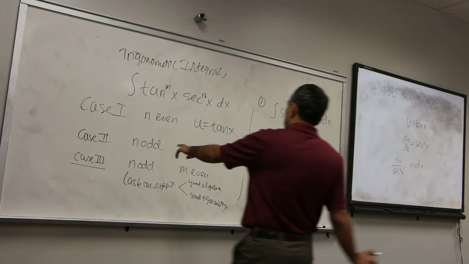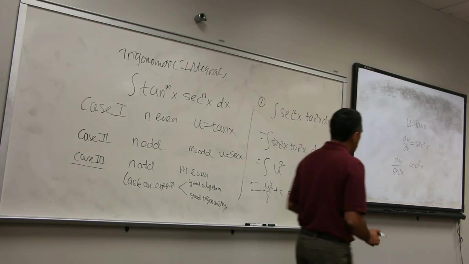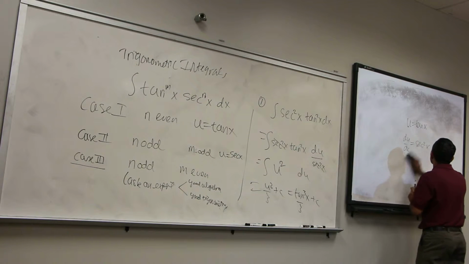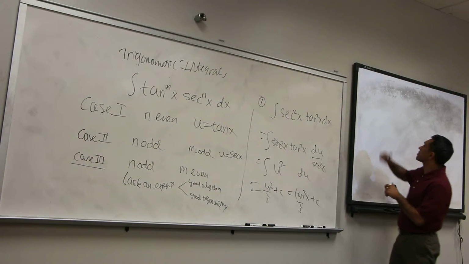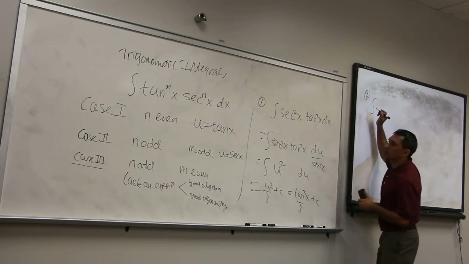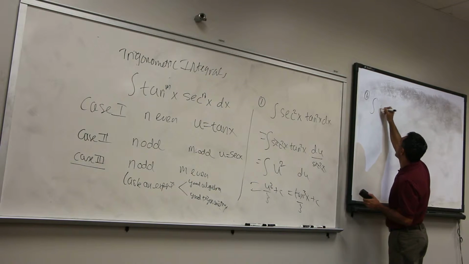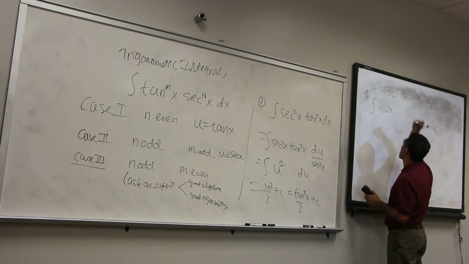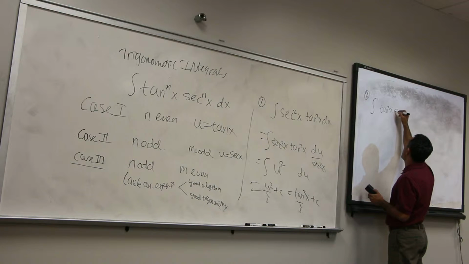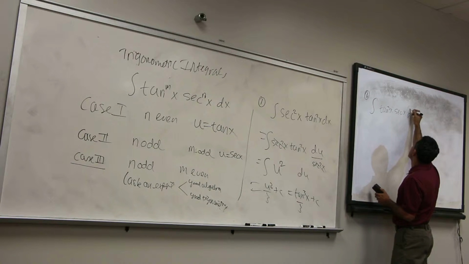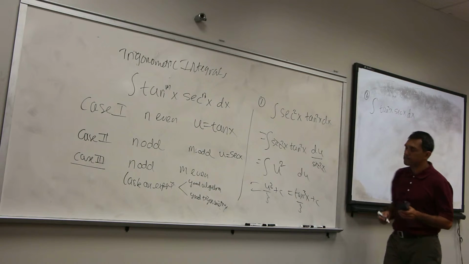Okay, let's try, you try one of these. So, this is the second example. So let's say you have tangent cubed x secant x dx.